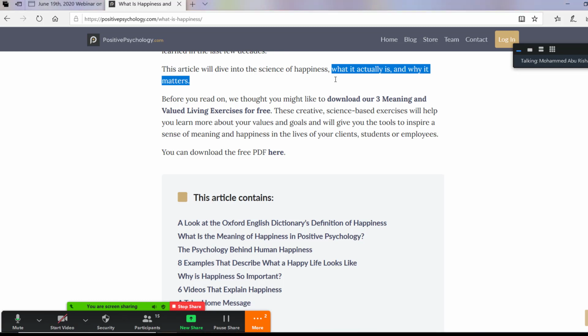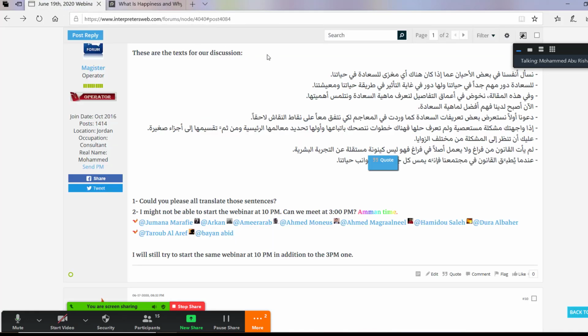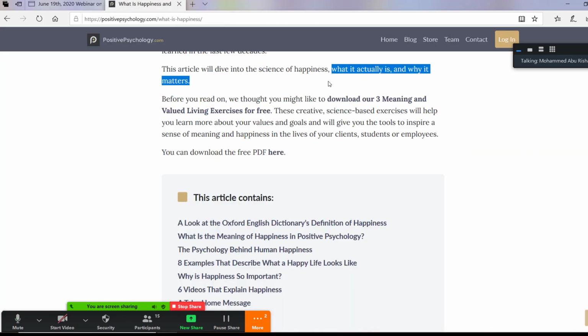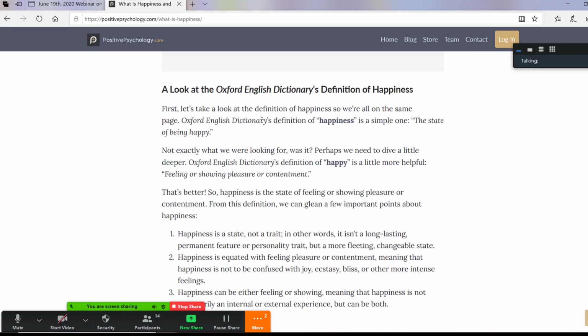matters. Now you see, here we have a better translation that I gave, and let me remind you of the Arabic. This one, the nature of happiness and how we can understand its importance. But look how it is translated here in back translation, what happiness actually is and why it matters. This makes a difference in your style in translation. Before you read, fine, you may, not important.